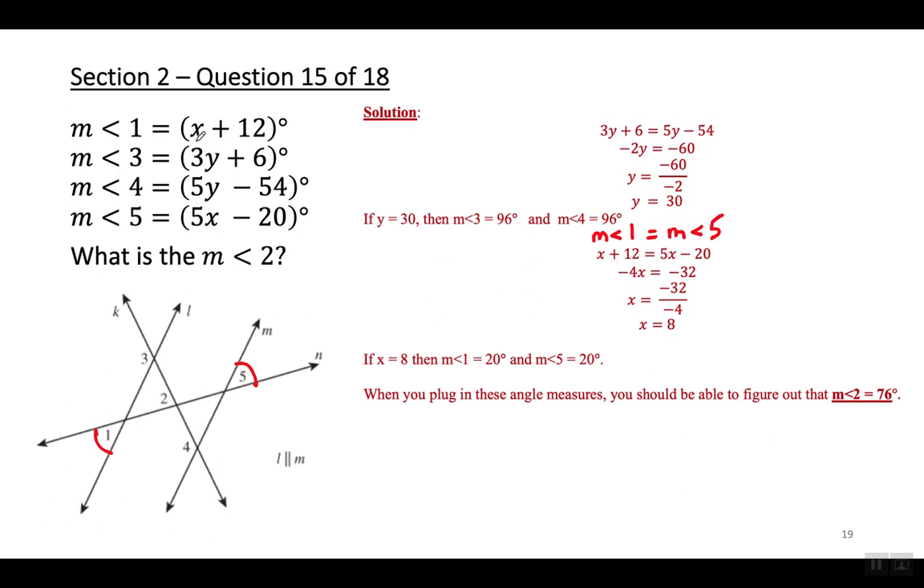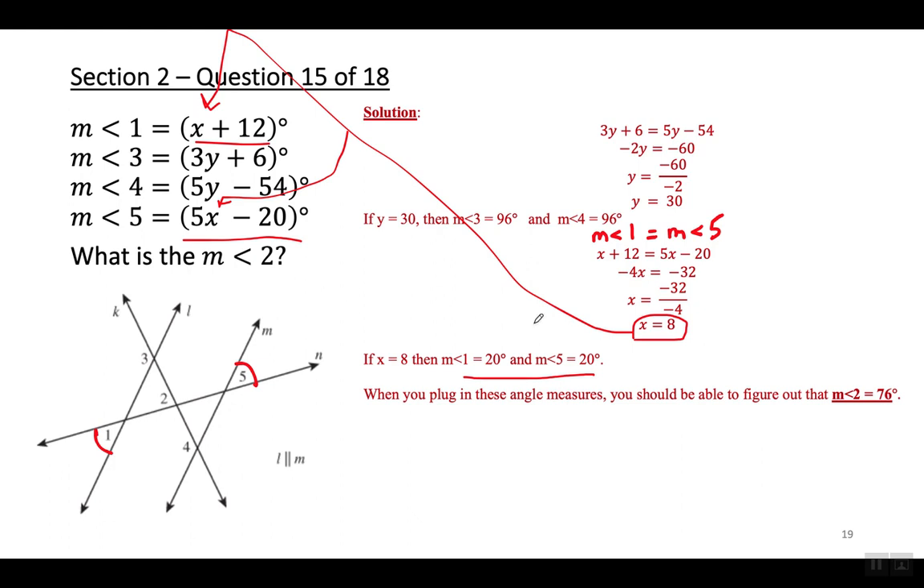Substitute x plus 12 equals 5x minus 20. That allowed me to solve for x equals 8. And once you know what x equals, you can plug it in here and in the bottom one to find the measure. This is so much work, man. The measure of angle 1 equals 20 degrees, and the measure of angle 5 equals 20 degrees, all right?